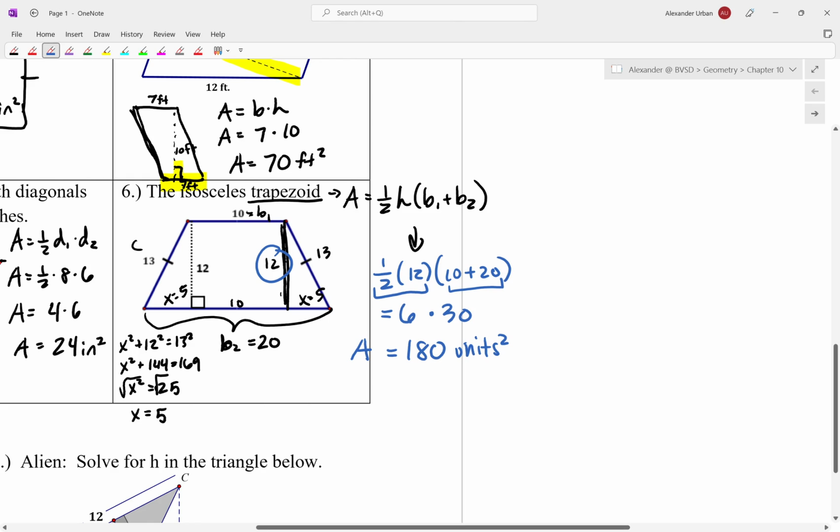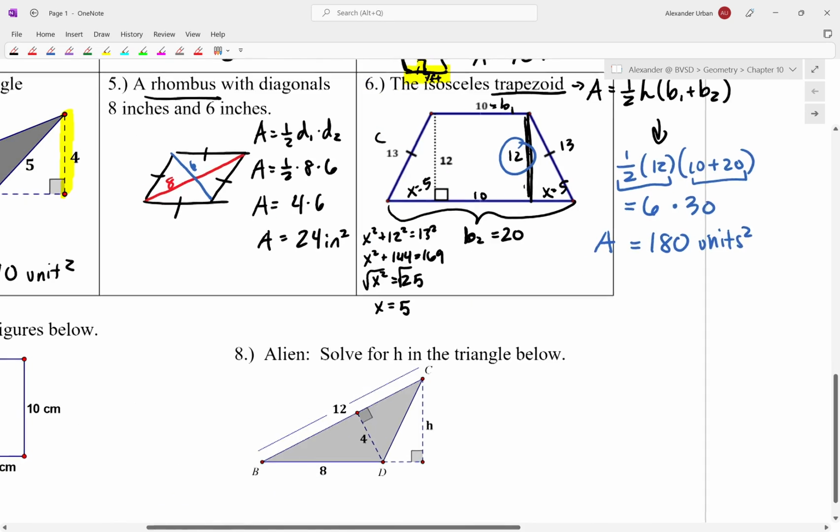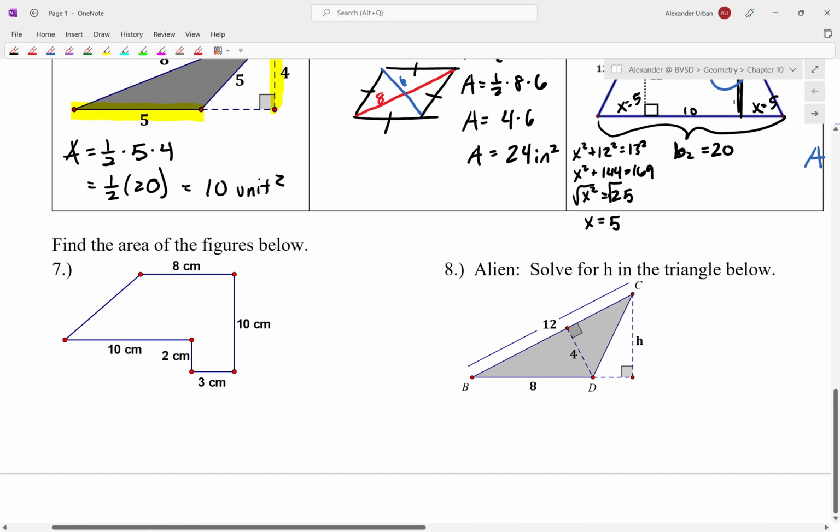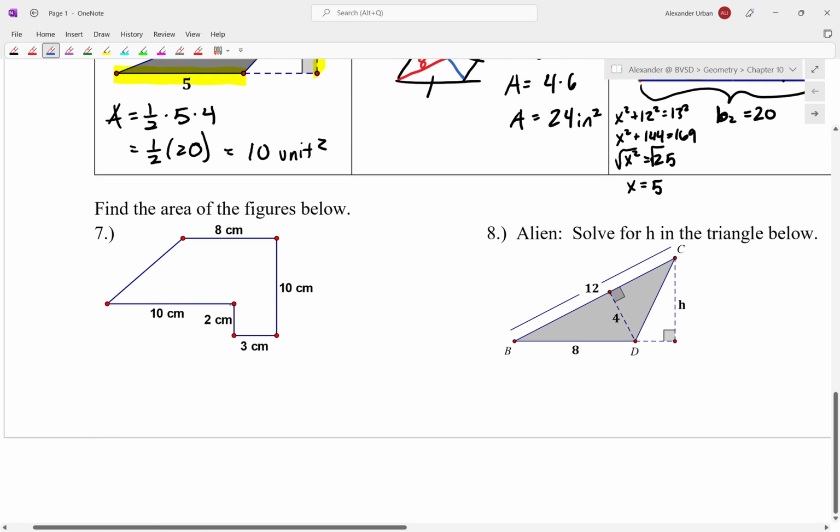If you need to pause, go back and watch that part again. This is a cumbersome problem. Take it slow. Watch it a few times. All right, we're going to figure out the last two figures that we have here. I'm going to do it my way because I like the way that I see it.